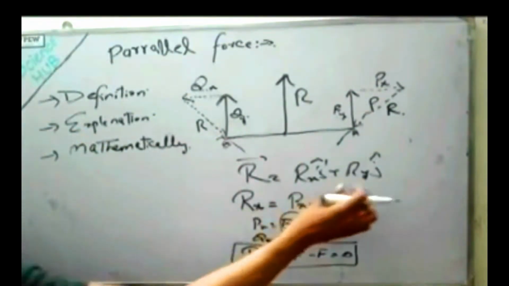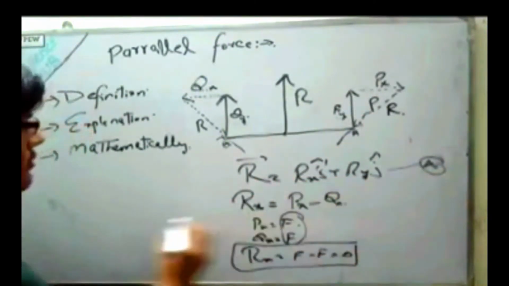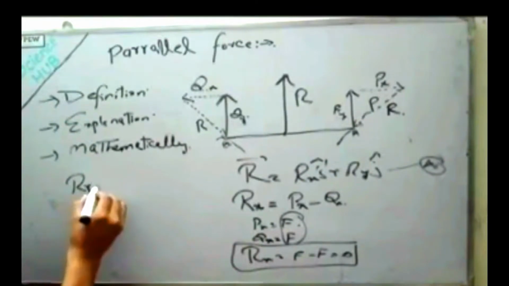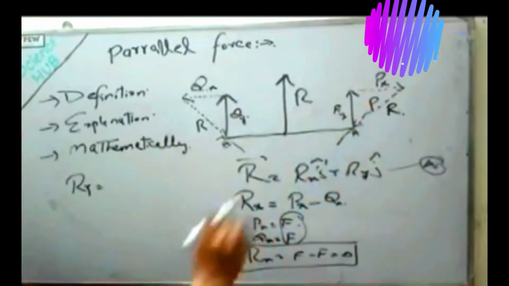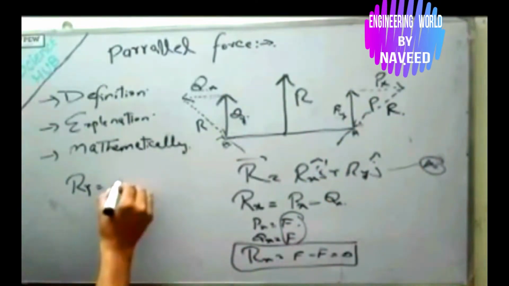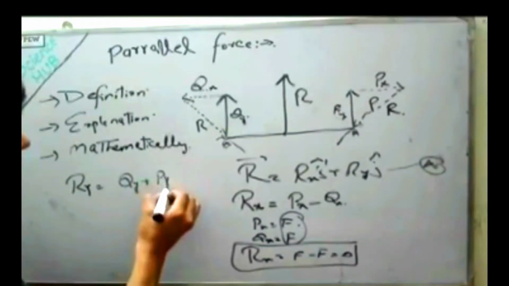Now we come to the y component of the resultant. The y component will be equal to the y component of Q and the y component of P, and this will be equal to Qy plus Py.